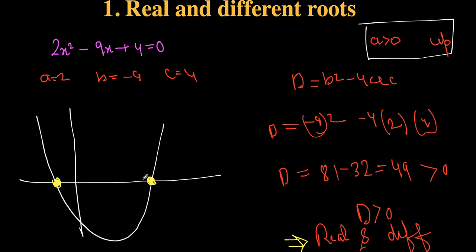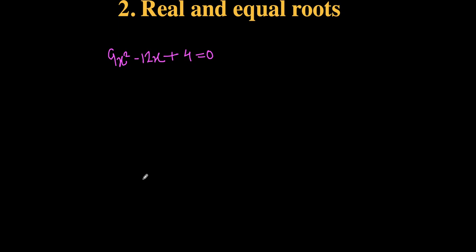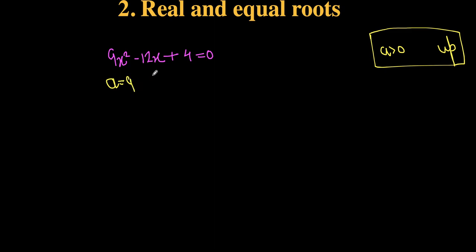Okay, now I will talk about the second thing, which is real and equal roots. So here also I will check. I know that a is greater than 0, so the graph will be upward. That is the first case. It's better to identify whether you are getting an upward or downward graph. Now here a is equal to 9, b is equal to minus 12 and c is equal to 4.